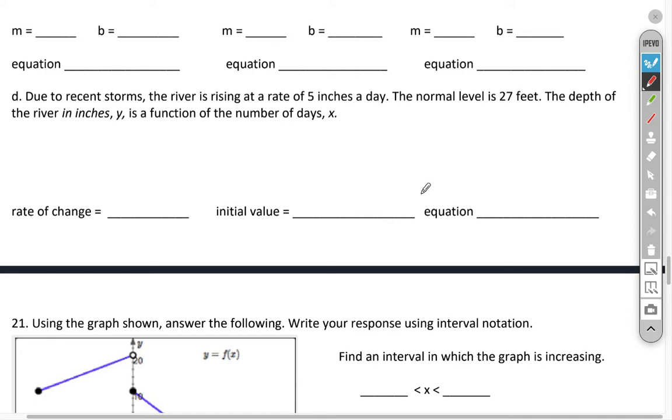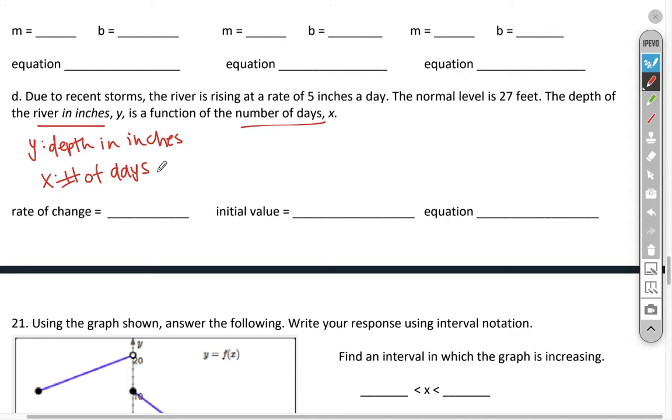All right, D says, due to the recent storms, the river is rising at a rate of 5 inches a day. The normal level is 27 feet. The depth of the river in inches, y, is a function of the number of days, x. So we need to figure out what our rate of change is, what our initial value is, and what our equation is. So notice it says the depth of the river in inches y, so that means y is going to equal our depth in inches. And then x, it says, is our number of days.